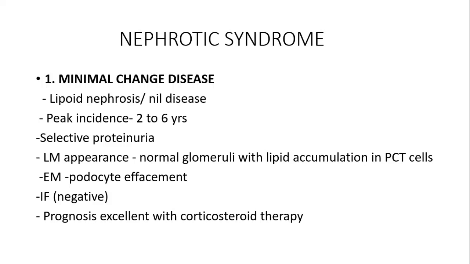So, on the basis of the course of disease, the duration of the disease, the etiology, the presentation, and the age incidence, glomerulonephritis will be classified. Here are the various types of glomerulonephritis which present as nephrotic syndrome. So, edema, albuminuria, lipiduria, hypoalbuminemia, and hyperlipidemia. First and commonest condition is minimal change disease, which is also labeled as lipoid nephrosis or nil disease.